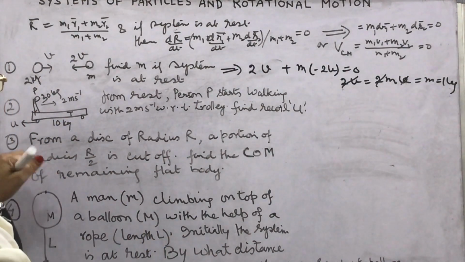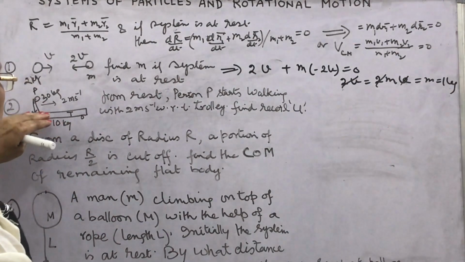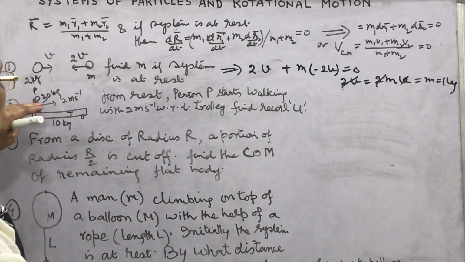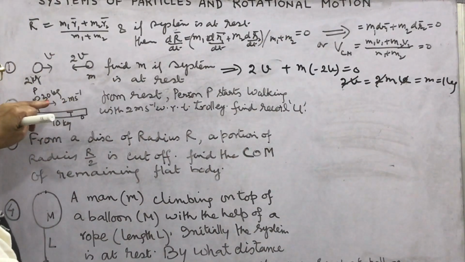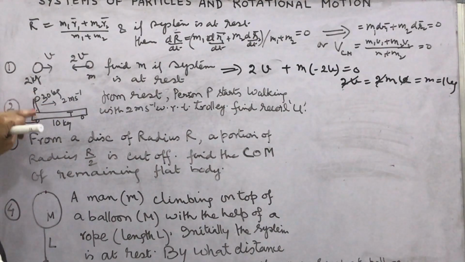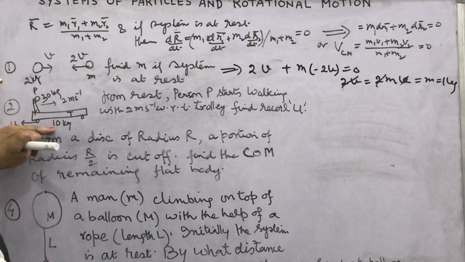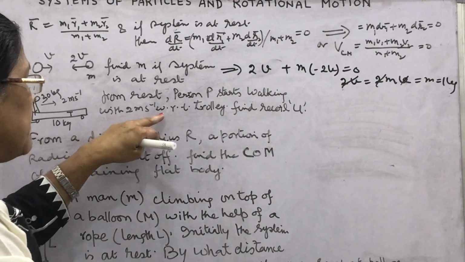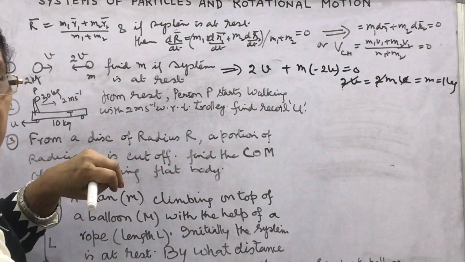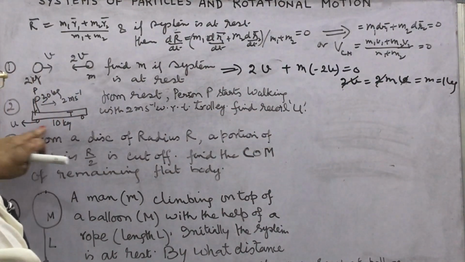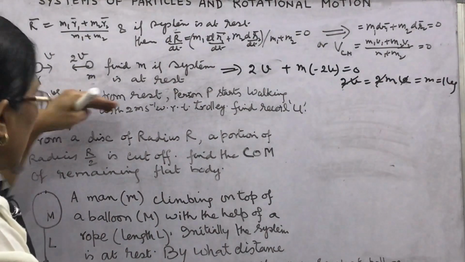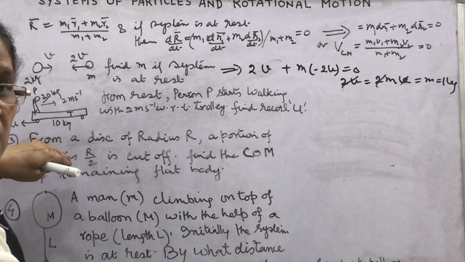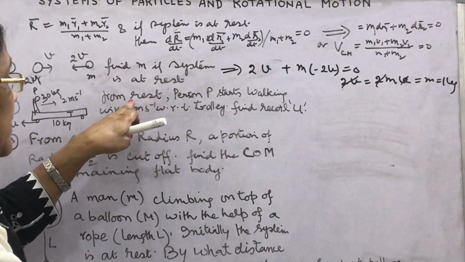Now in the second question, there is a trolley. A 30 kg person is standing at one end of the trolley. The mass of the trolley is 10 kg. From rest, person P starts walking with a speed of 2 meters per second with respect to the trolley. Find the recoil velocity of the trolley. You know, if the person walks in the forward direction, then the recoil will be backward. How will the momentum be balanced? Again, it is given from rest.